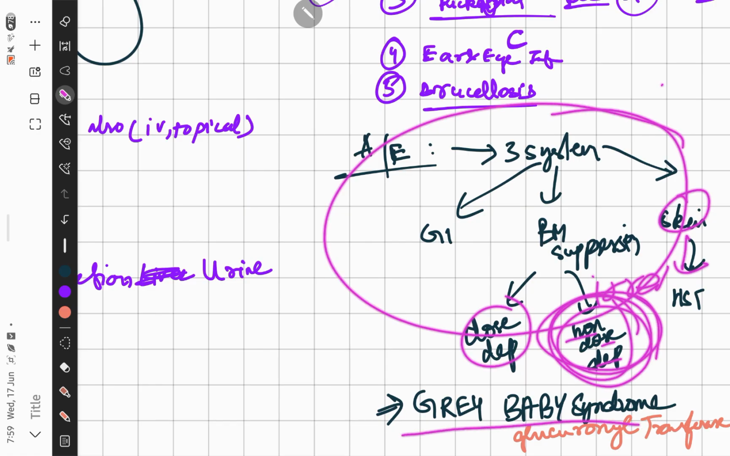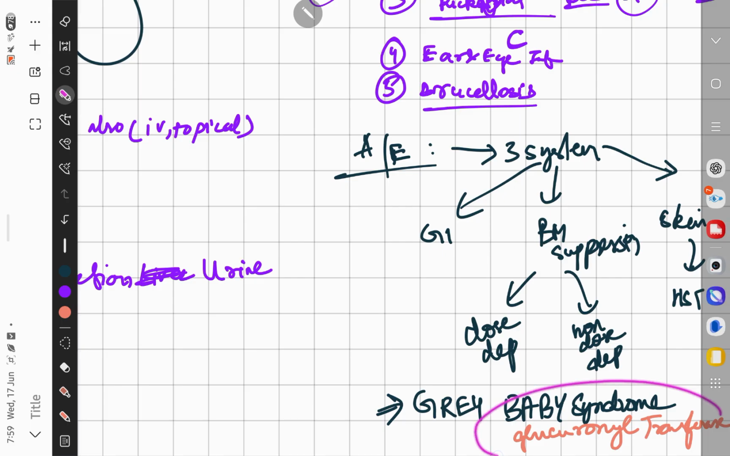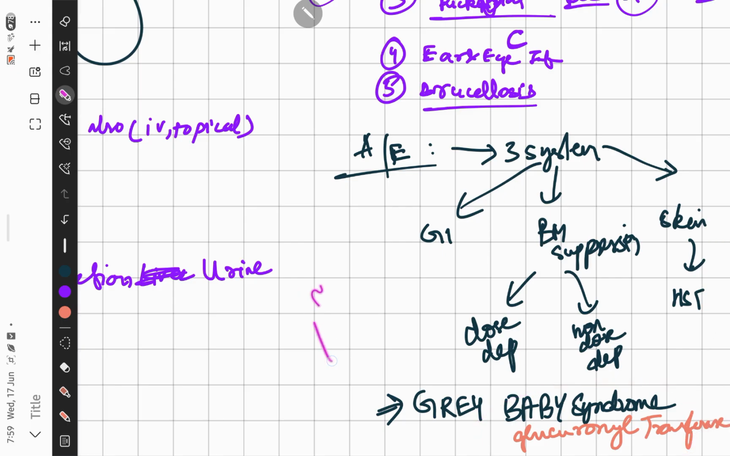The last thing is gray baby syndrome. It occurs in neonates. Why? Because in neonates the enzyme glucuronyl transferase is deficient. Since this enzyme is deficient, the drug cannot be metabolized and, with poor renal excretion, cannot be excreted. So it accumulates in the body and gives the skin an ash gray color. This is known as gray baby syndrome.